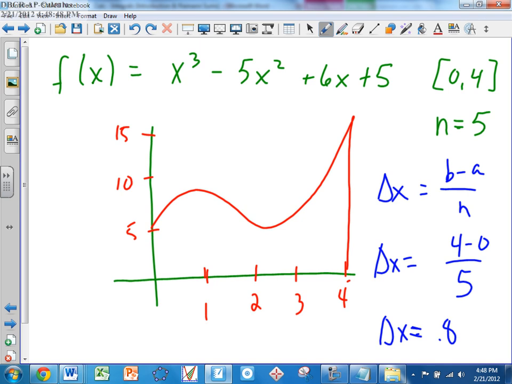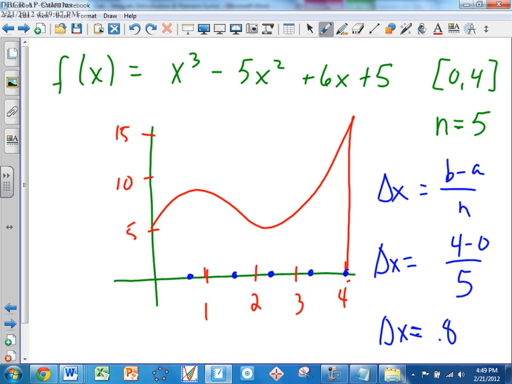So that means, take a look. This is going to be the end of the first rectangle right here at 0.8. Then what's another 0.8 going to be? 1.6, which is like here. Then you're going to have the next one, 2.4. The next one, 3.2. And then the last one, 4.0.